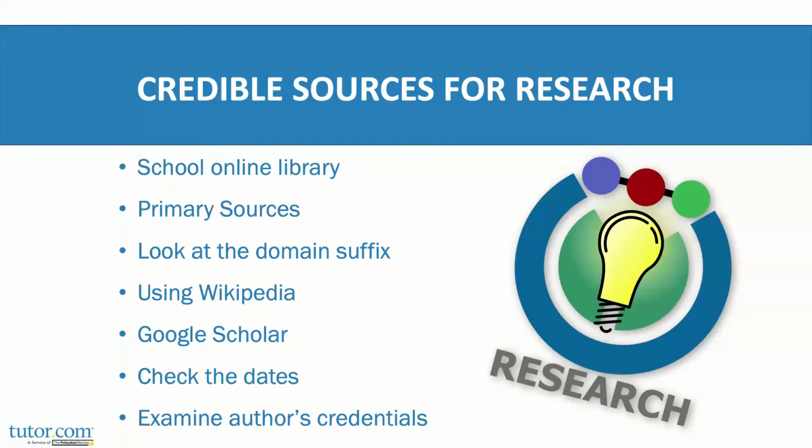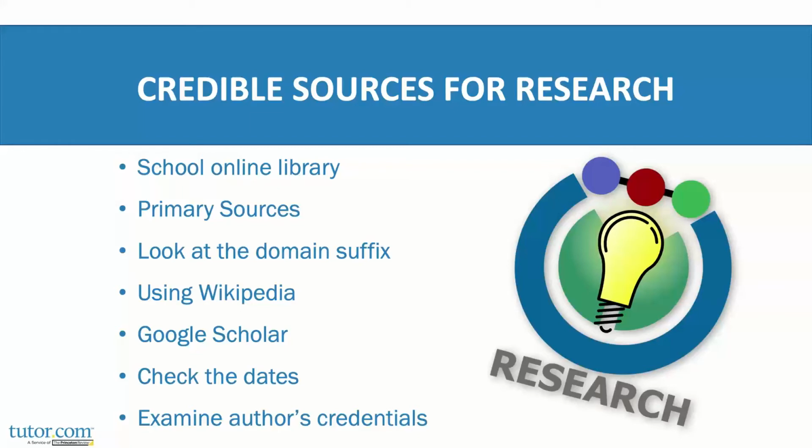And also check the dates of your source. If you're citing something that's more than 5 or 10 years old, it's no longer credible. More research has likely been done. The world has probably changed. Issues have changed. The only time, of course, that's not applicable is if you're citing your primary sources. So obviously, if you're citing the Declaration of Independence, it's not going to change.